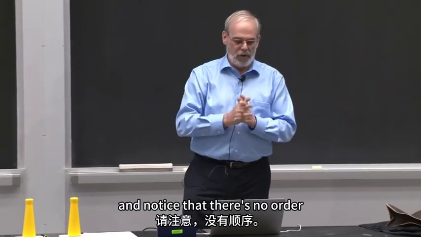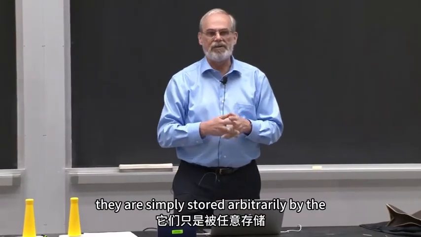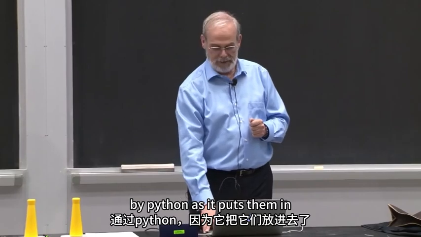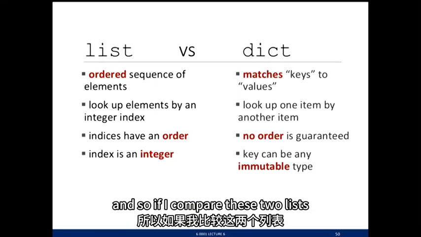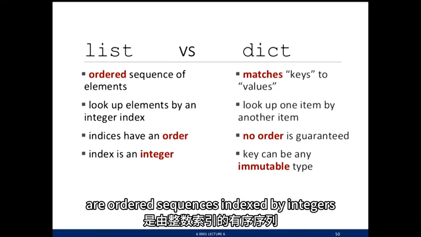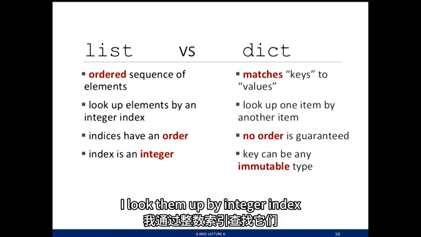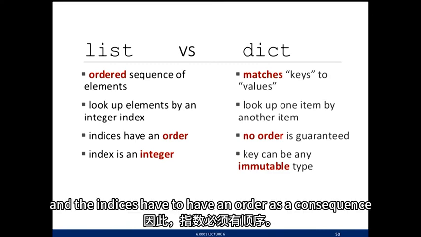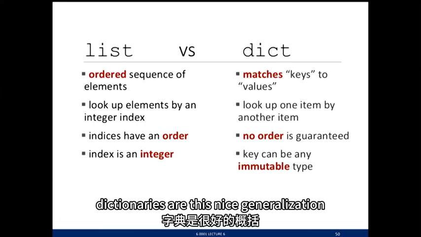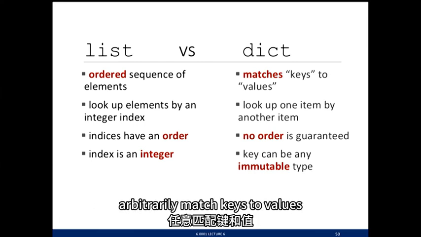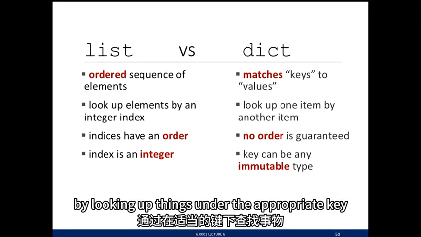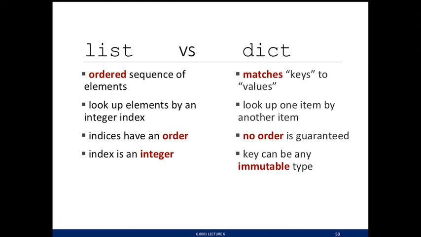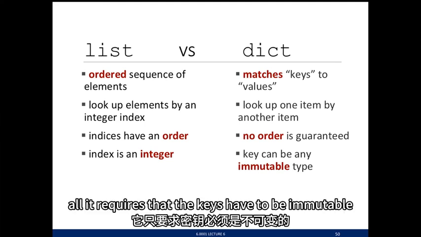And notice that there's no order to the keys or the values. They are simply stored arbitrarily by Python as it puts them in. And so if I compare these two, lists are ordered sequences indexed by integers. I look them up by integer index, and the indices have to have an order as a consequence. Dictionaries are this nice generalization. Arbitrarily match keys to values. I simply look up one item by looking up things under the appropriate key. All it requires is that the keys have to be immutable.